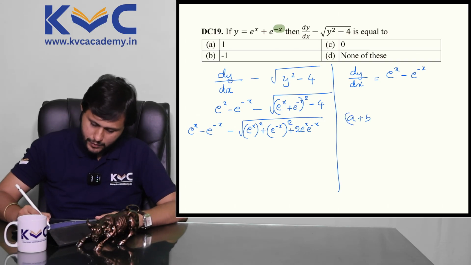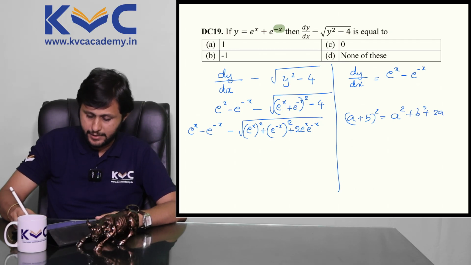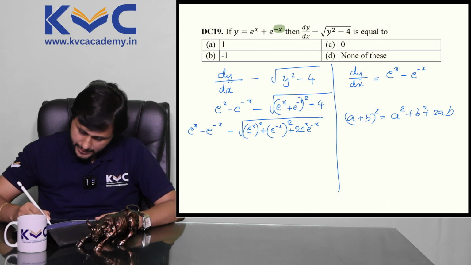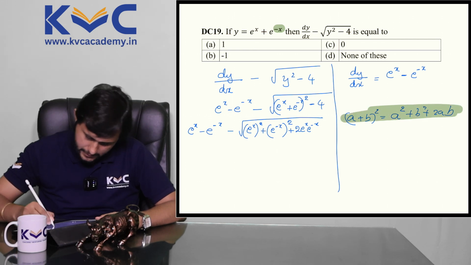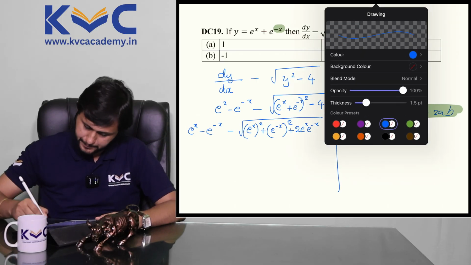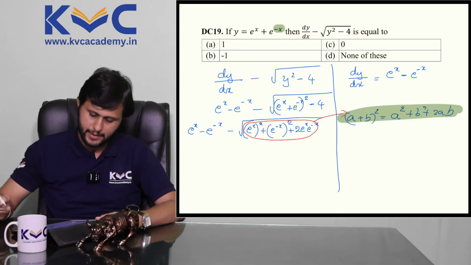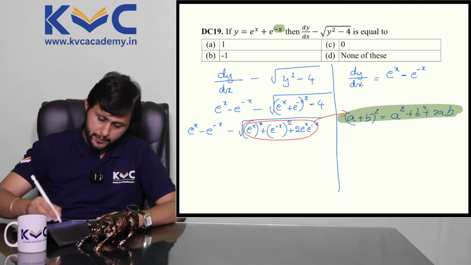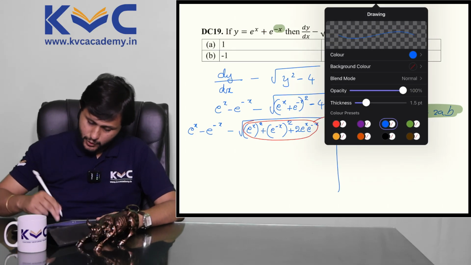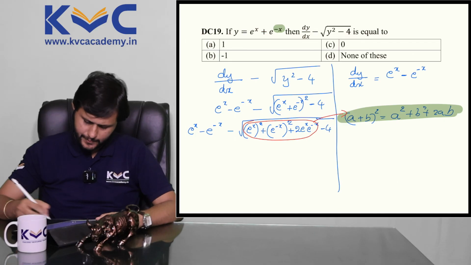(a plus b) whole square was expanded as a square plus b square plus 2ab. I've written that as well. I'll just highlight this part and give the angle as well. This part is coming from here. Expansion is still not done. Minus 4 is there outside, so we'll continue with that minus 4 which is coming from above.